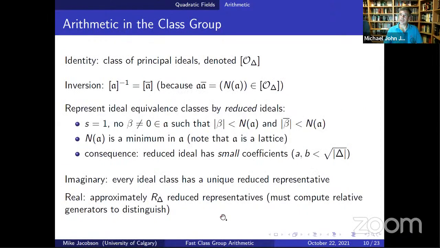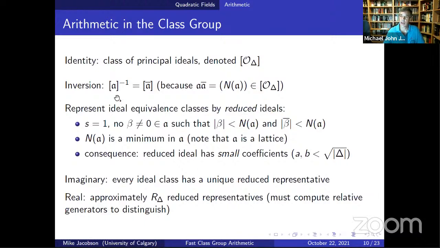Now, what about arithmetic in the class group then? So again, the idea is we find the representatives, try to designate representatives of every class, take ideal representatives and use Gaussian composition to multiply them, and that gives us a representative of the product class. So in the class group then, the identity element is just the class of all principal ideals, and the simplest principal ideal we can take to represent those is just the order O delta itself.